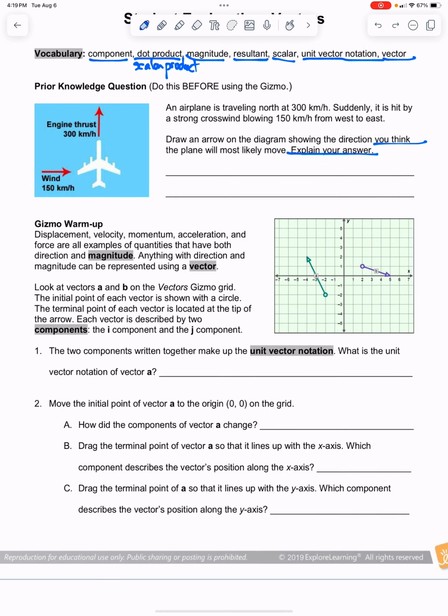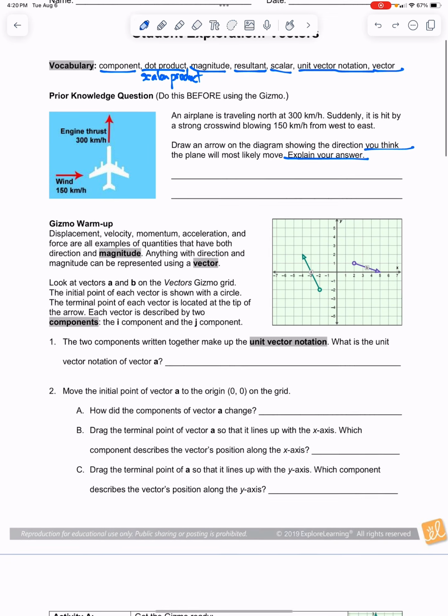I'm not going to go over the prior knowledge section because it's going to vary for all of you depending on what your prior knowledge is coming into this particular lesson. Now, let's get into it.